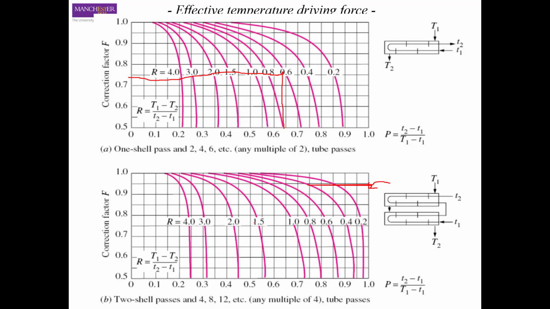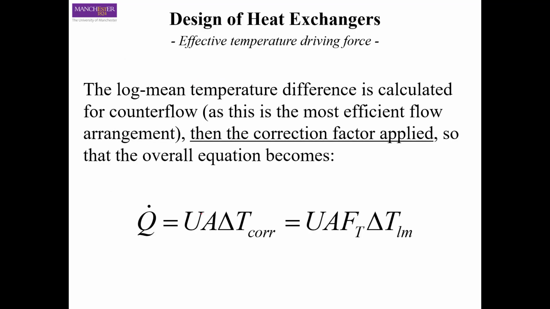So this is how we can calculate the corrected delta T even for a complicated configuration. We just calculate the LM delta T for the case of countercurrent or co-current situation, and then we multiply it with Ft, the correction factor, to get the corrected temperature difference. Okay, so that is all for this part. Thank you so much for your time.